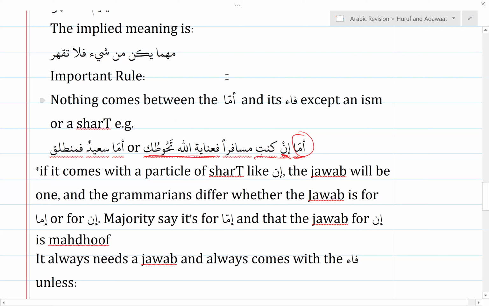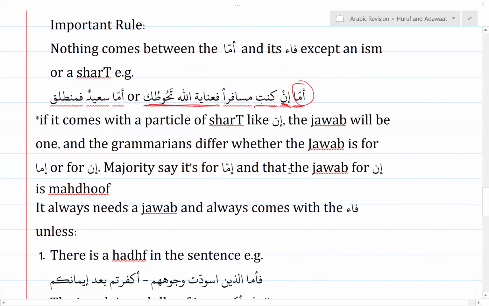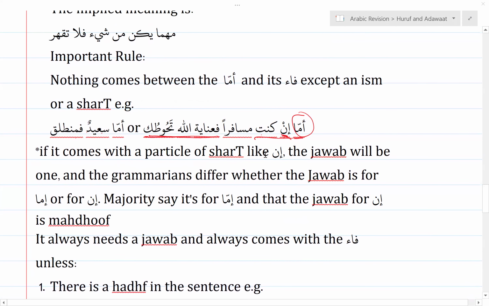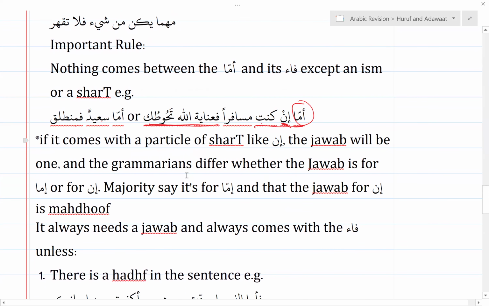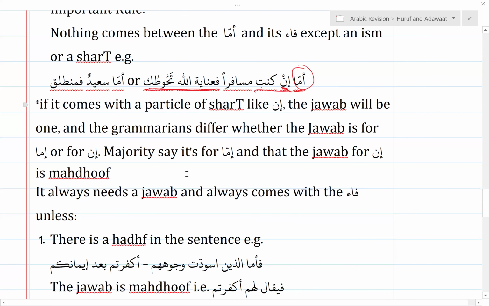So, in that case, amma supersedes in if they both come together. Yes. In we can imagine as this jawab is mahduf, whereas for amma it is not possible at all. It has to come with it. We'll come to how it can be mahduf also, but the priority goes to amma. That's what the majority of the grammarians say. Of course, if I say majority of the grammarians, I mean that there are others who say no, that this jawab is not for amma, it's for in. Either way, it doesn't really change the meaning much where the jawab goes. The meaning is still the same, right?